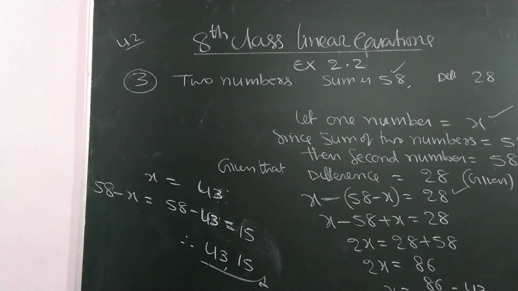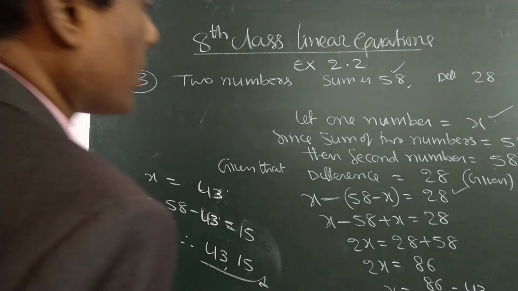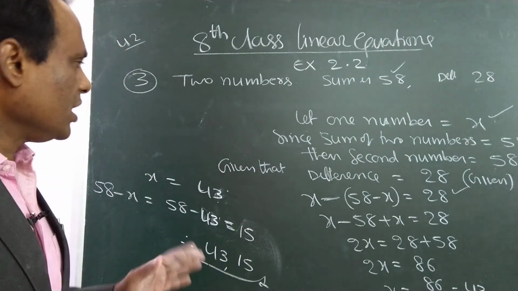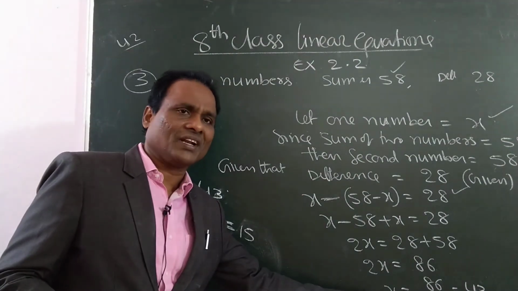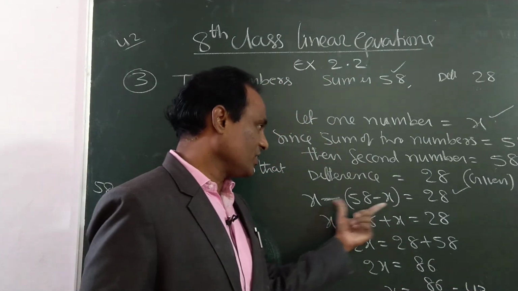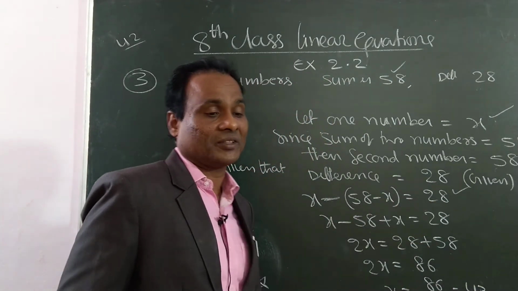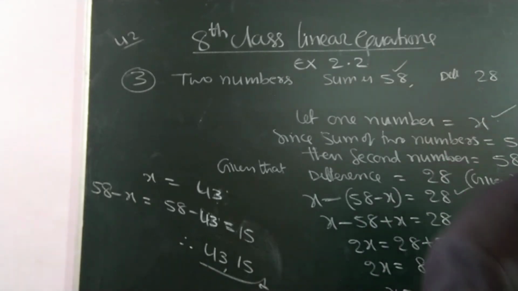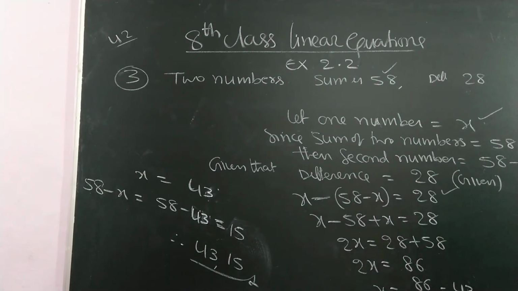Read the question and understand the steps. Understanding the question is very, very important, because for all word problems from here onwards it is very easy to understand. But why I got 58 minus x and why I wrote this step, this is very, very important. That you have to understand by reading the textbook, reading the question.